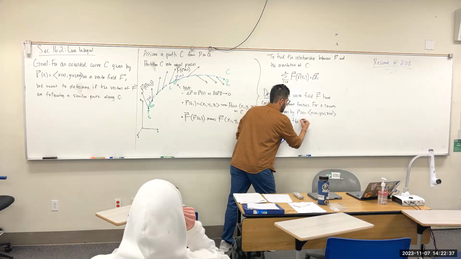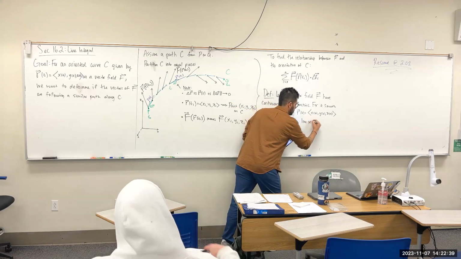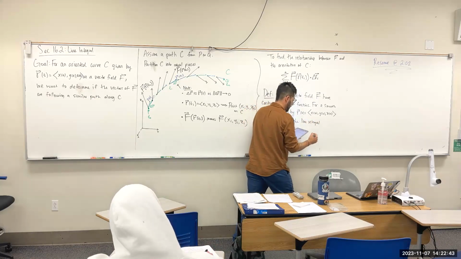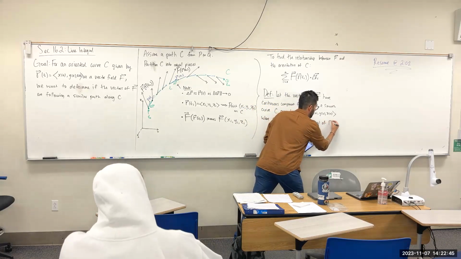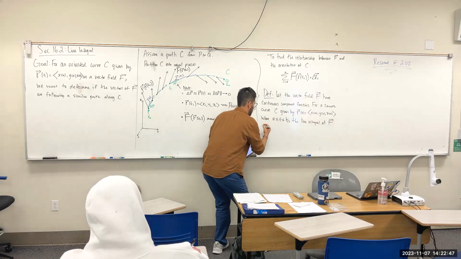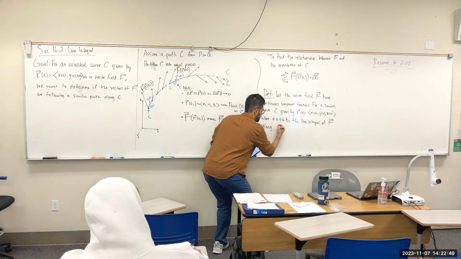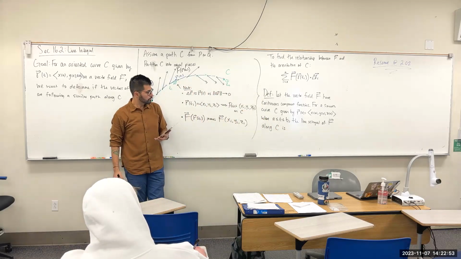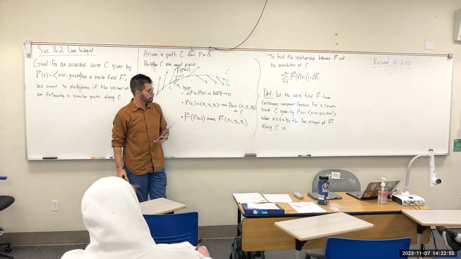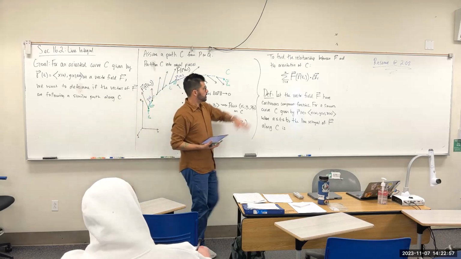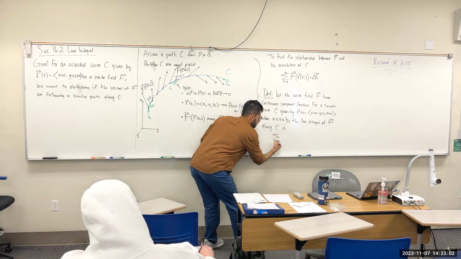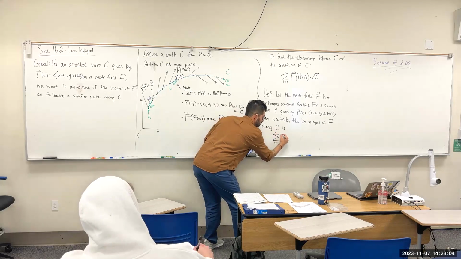We're going to say the line integral of F along C is we're going to get this sum. We're going to put that sum right there from 0 to n.